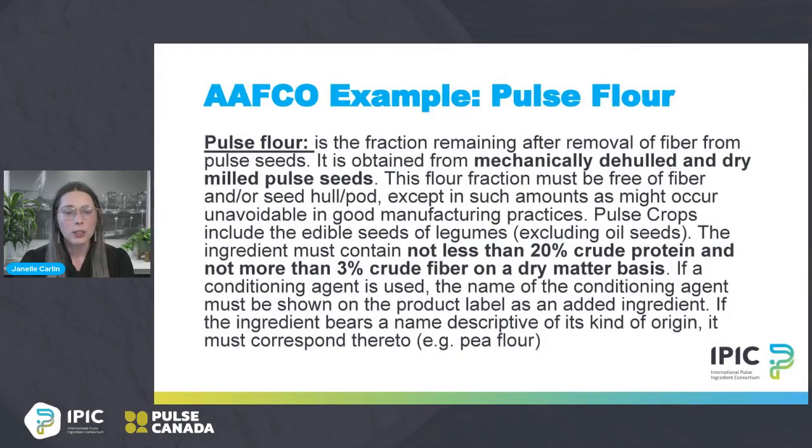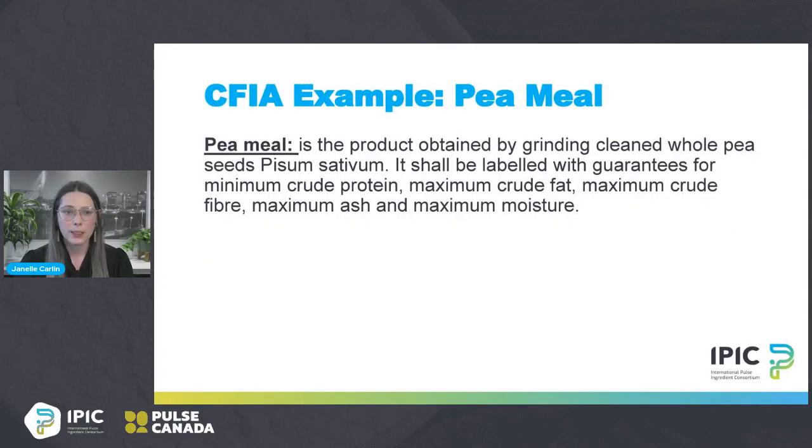So looking at then some of the existing definitions for pulse ingredients, specifically in the feed and pet food sectors. So here's that AFCO definition for pulse flours, where they're specifying the process by mechanically milling a dehulled seed specifically. And we do have compositional requirements, so looking at not less than 20% protein and not more than 3% crude fiber. CFIA has a pea mill definition where it's looking at grinding the whole seed down and just indicates that you need to specify the composition while there is not any actual standards or requirements for composition.